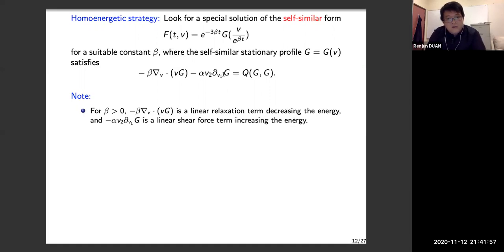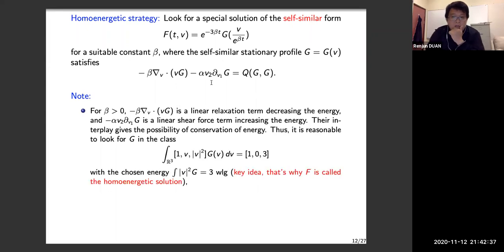But we know that this shearing force, a linear shear force, increases the energy, produces energy. Q, keep in mind, is energy conservative. So the balance between the relaxation and this shearing force will possibly produce a stationary, steady solution for this function G. This is the basic motivation to consider the existence of this self-similar profile capital G.